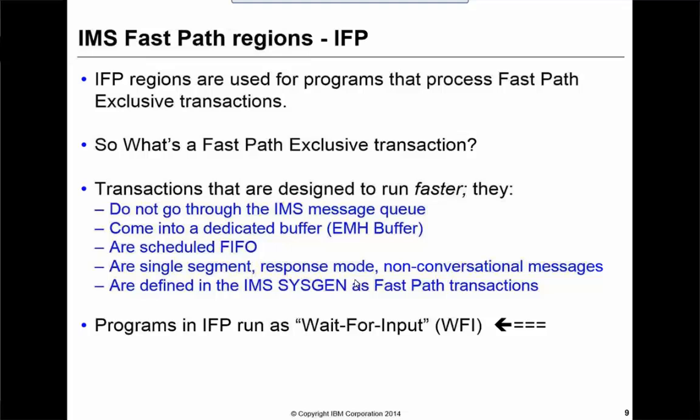FastPath transactions are non-conversational, meaning they're stateless. We don't keep state from one iteration to the next. And you would define these transactions in the IMS sysgen as what's known as FastPath transactions. And also, FastPath transactions are processed in IFP regions, and they're processed in what's known as WFI mode, wait for input mode. So when these transactions come in, there's already a program sitting in an IFP region waiting to process them, right? So that's the nature of IFP regions.